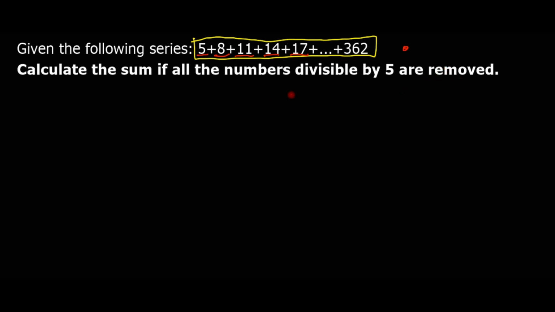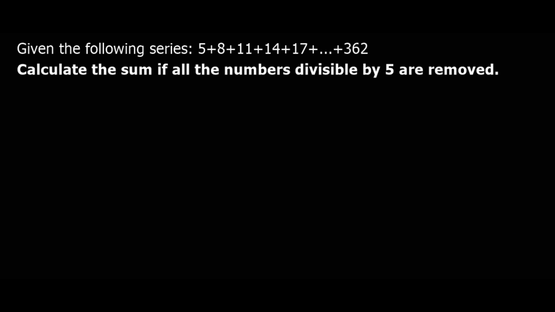But based on this question, it says we must find the sum if all the numbers divisible by 5 are removed. So this will mean that we should also identify the numbers that are divisible by 5, and then find the sum of those so that we can remove them from this series, because this series contains both those that are divisible by 5 and those that are not. So let's first find the sum of this series.